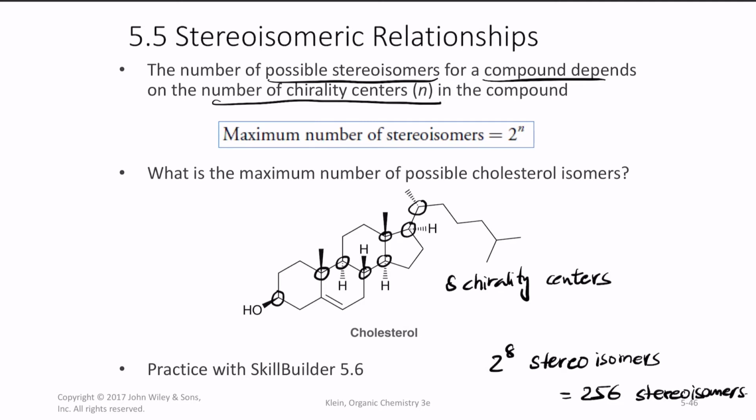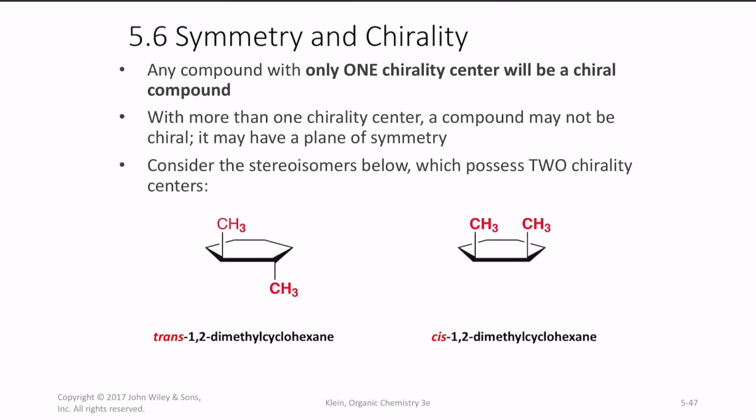So there are 256 stereoisomers. So let's next talk about symmetry and chirality. Is it possible that a given molecule is a stereoisomer every single time? If you have any compound with only one chirality center, that one will always be a chiral compound.